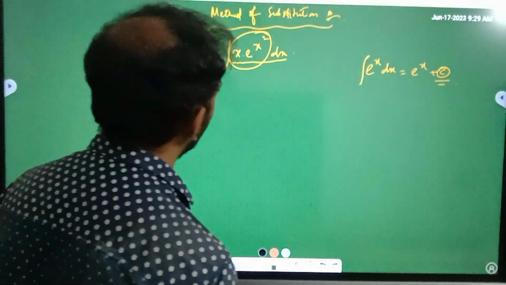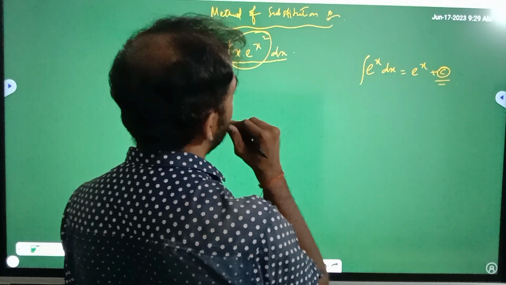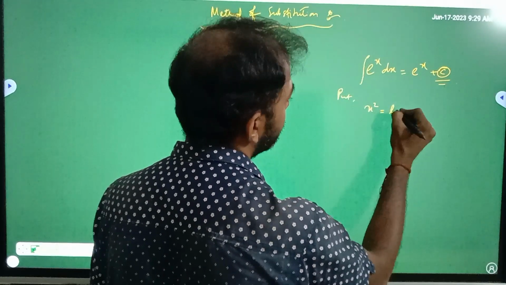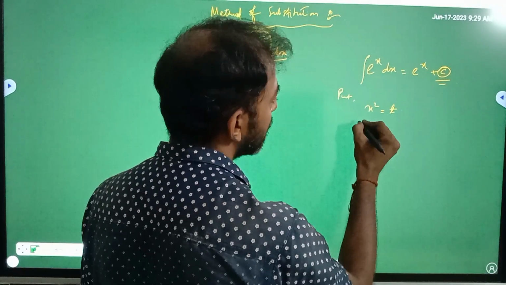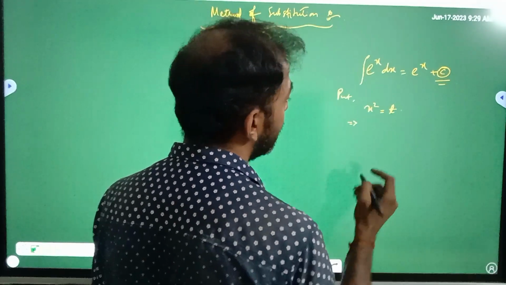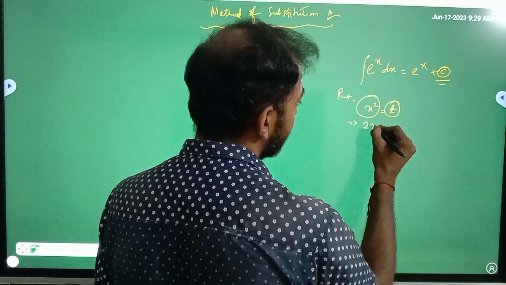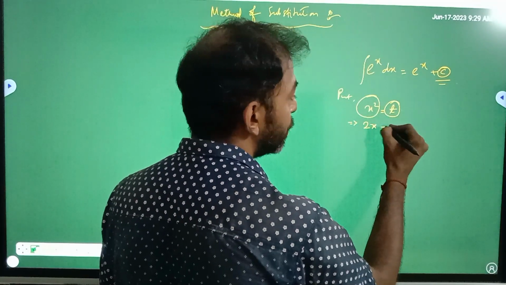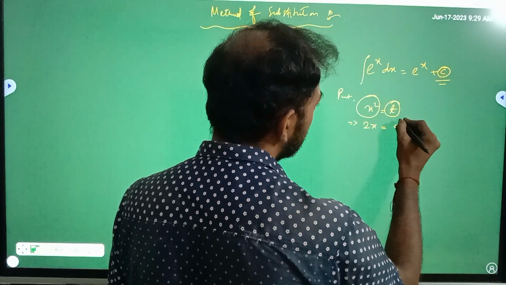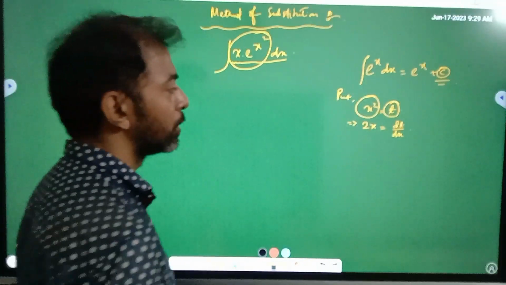So we need to convert this into a standard format. What will be the correct procedure? For that, we need to put x squared equals t. That is, we are substituting x squared by t. After considering x squared equals t, we need to differentiate both sides with respect to x. The derivative of x squared is 2x, and the derivative of t is dt by dx.